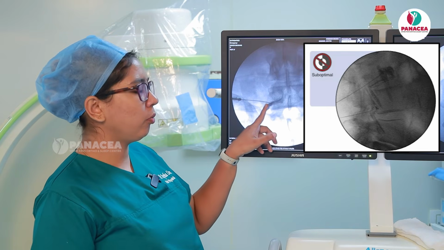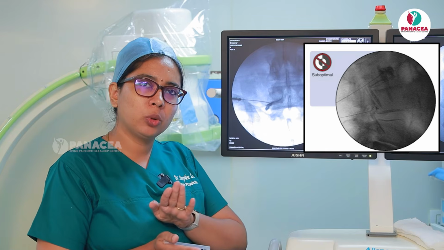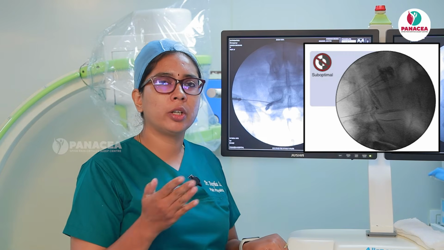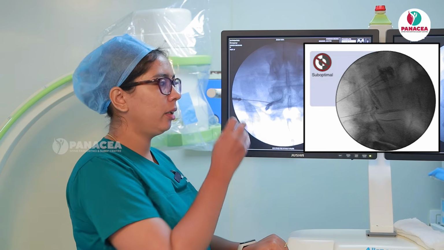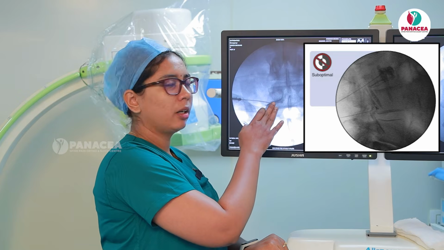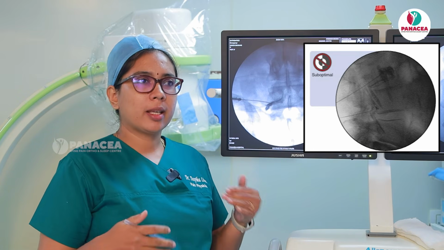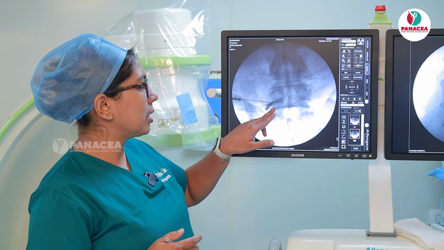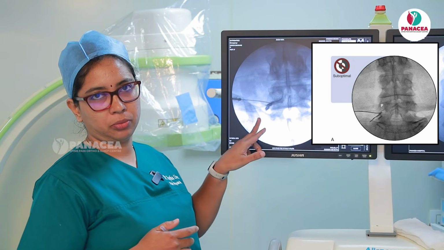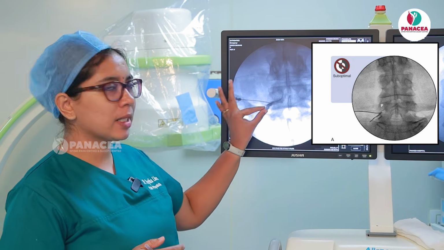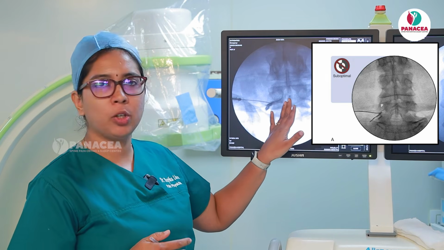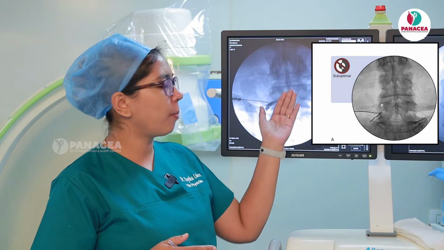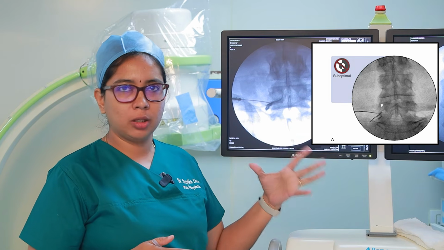Here it is, then what you have to do is reinsert the needle. Bring out the needle and reinsert it so that you are a little more medial and you can get the correct positioning. Next, if the dye spread is such that you are able to see only the nerve getting stained, you are not able to see the epidural fat globules, or it is not hugging the pedicle, it is not going above or below, the spread is not there.